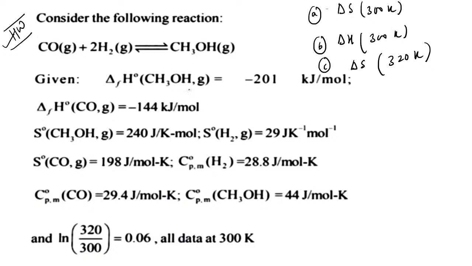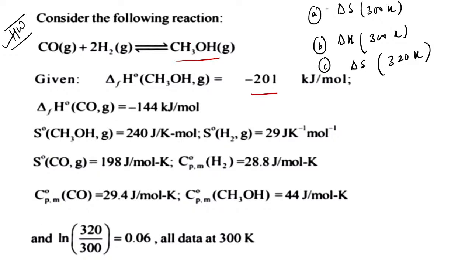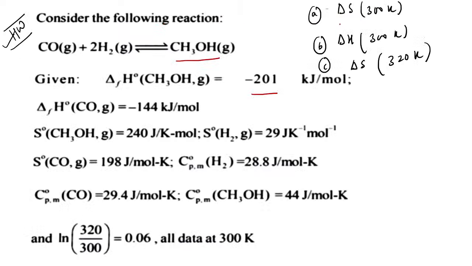So delta H is basically, you can see this is your product, CH3OH. For this, what is the value? Minus 201, so minus 201 delta H of reaction. For H2 it should be 0, and for CO it's given minus 144, so plus 144. So this value you can calculate: 201 minus 144 gives minus 57 kilojoules per mole. Is it clear to all of you? First one is minus 57.